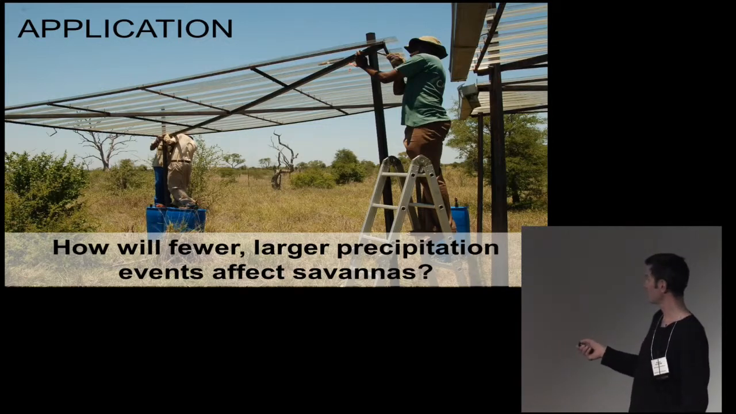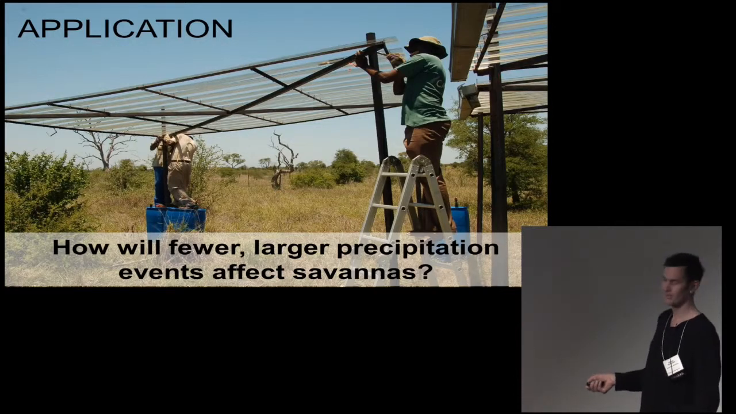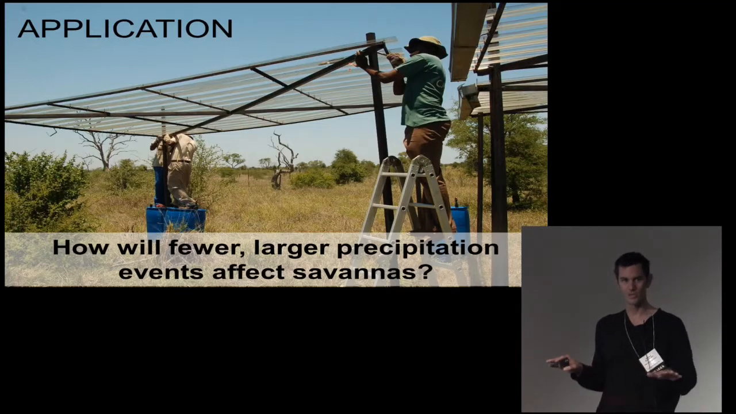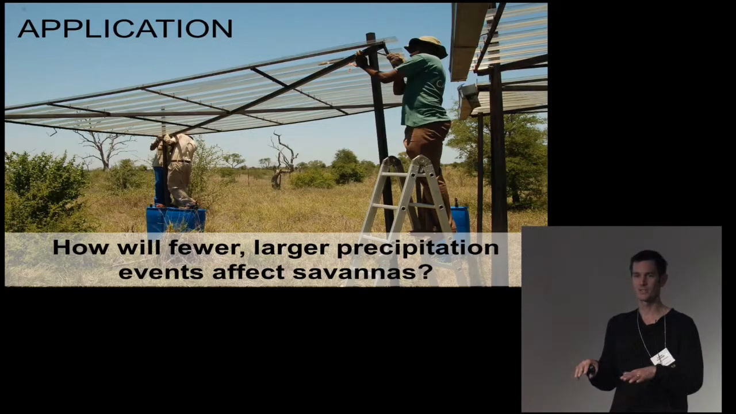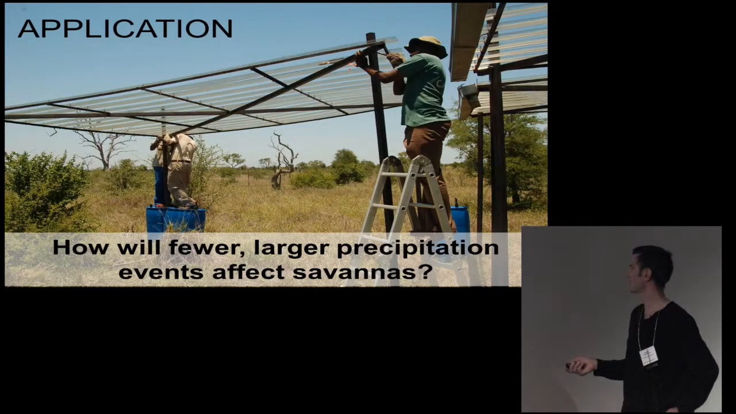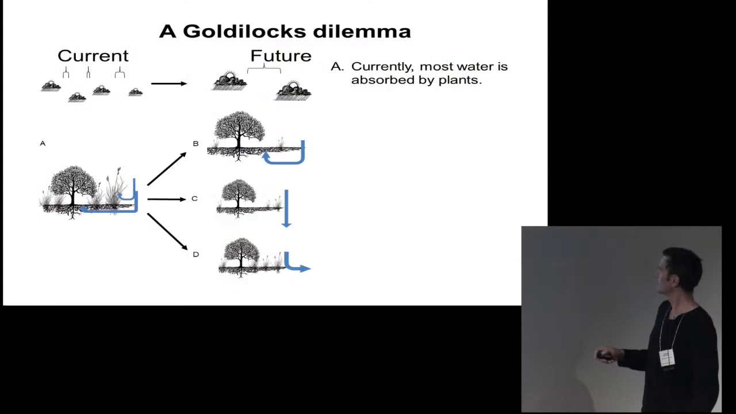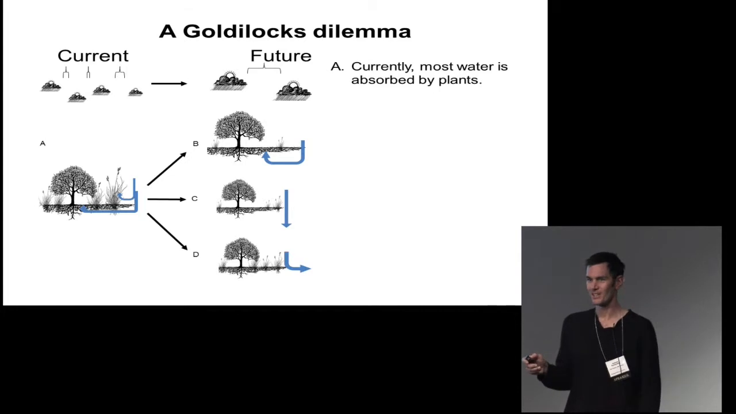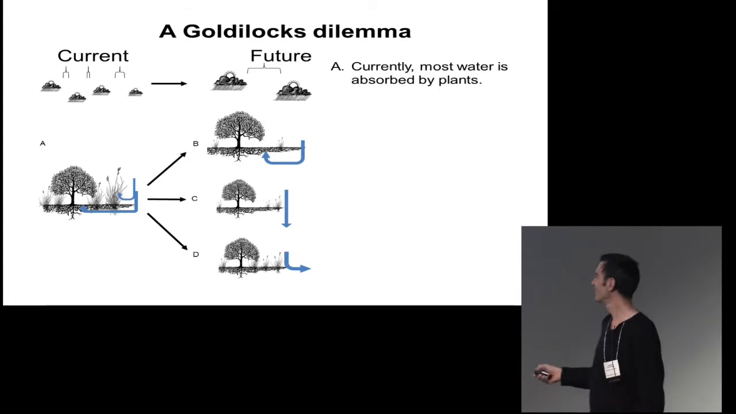So we made these 8 by 8 meter shelters. We collected 50% of the precip, and then we redeposited that precip as only large events. So we didn't change the total amount of precipitation in a year. We just collected it and then redeposited it as 1 centimeter events, which are moderately large events for this system, not very large. And the reason we did this is because almost anything can happen when you change precipitation intensity.